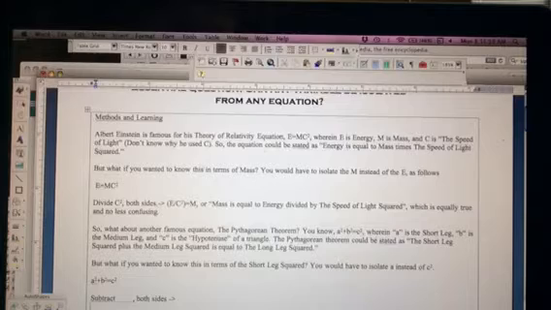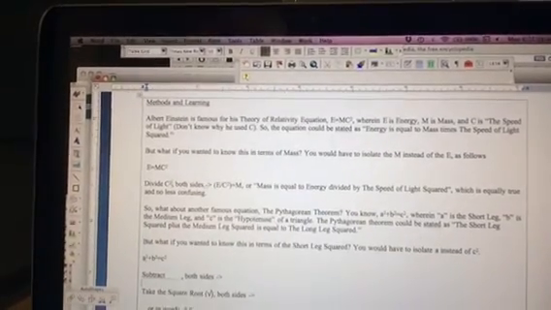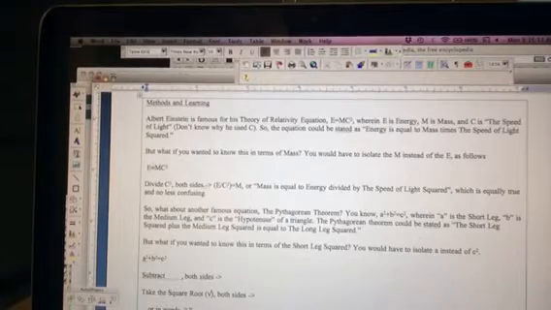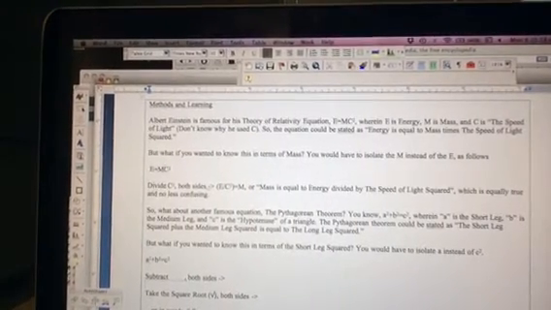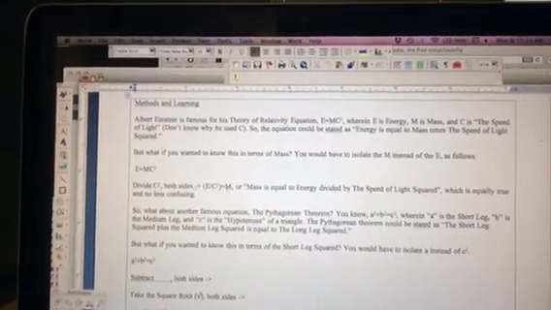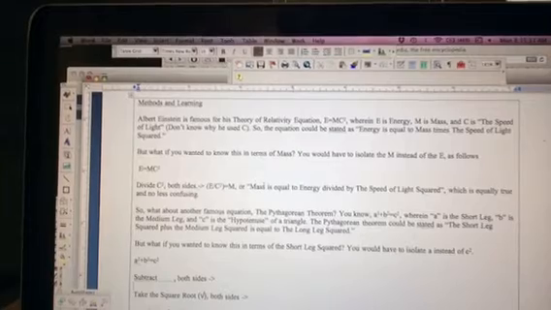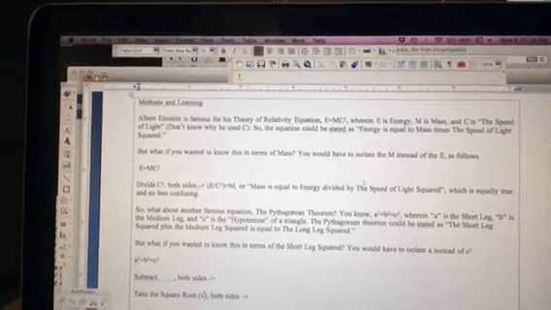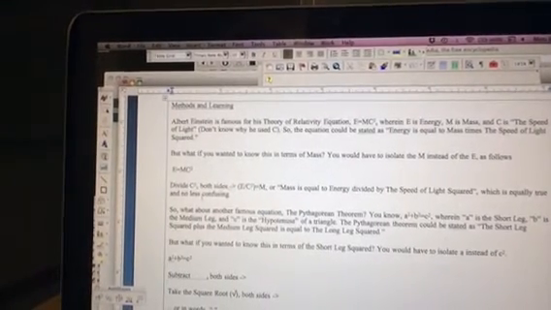But what if you wanted to know this in terms of mass? You would have to isolate m instead of E as follows. So we start again with E equals mc squared, but we divide by c squared on both sides to get the m alone. So E divided by c squared is equal to m. In other words, we divided both sides by c squared, getting the m alone. So E divided by c squared equals m, or m equals E divided by c squared. Or, in words, mass is equal to energy divided by the speed of light squared, which is equally true and no less confusing.